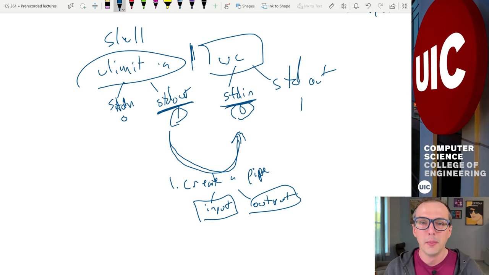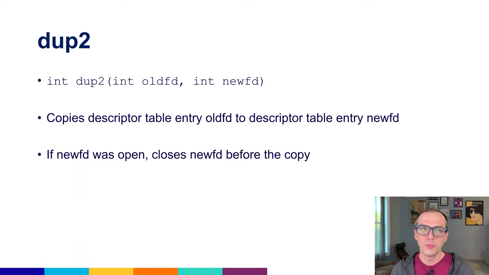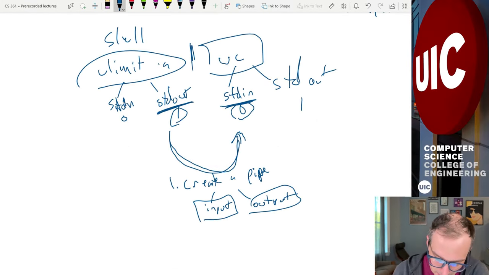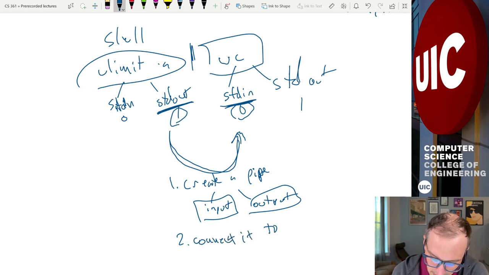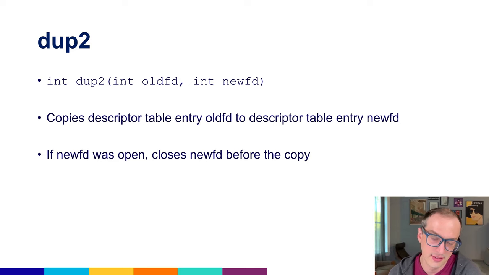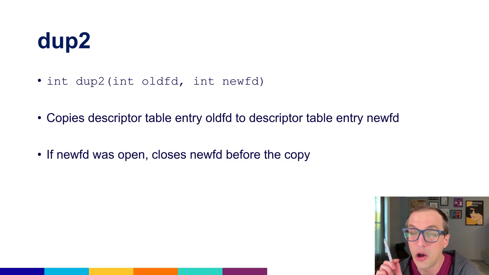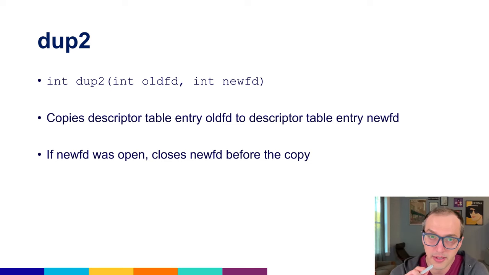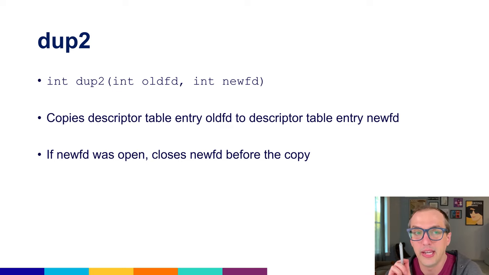This is all relevant to today's lecture, A, because I want you to be able to get the homework assignment done, but B, because it has a lot to do with this dup2 system call. What dup2 will do for us is exactly what I was talking about when I said create the pipe and then connect it to standard in and out in the proper subprocesses. So what we're going to do with dup2 is, in the wc, take standard in and set it to instead point to the output of the pipe. And in ulimit, we're going to take standard out and instead point it to the input of the pipe.